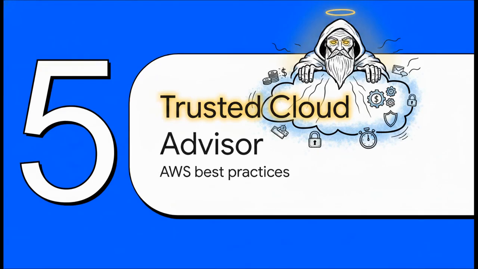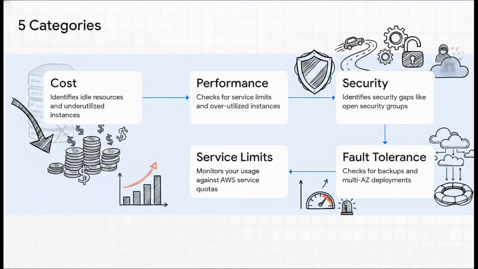Next up is Section 5, your trusted cloud advisor. Think of this as the wise elder of AWS best practices. Aside from just regular human support, this tool constantly monitors your business to make sure it is running safely, securely, and as efficiently as possible. Trusted Advisor basically acts like an ongoing automated health check for your cloud business across 5 core pillars.